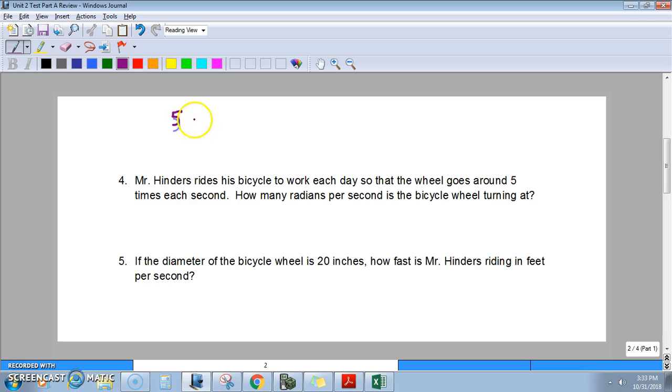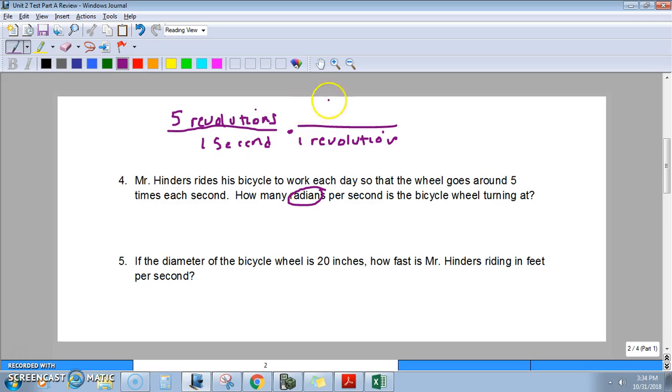So there are 5 revolutions for each second, for 1 second. And it wants the answers in radians. So I'm going to just change this to radians. So I know that 1 revolution of a circle is 2 pi radians.